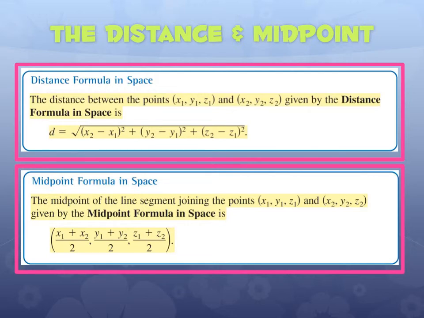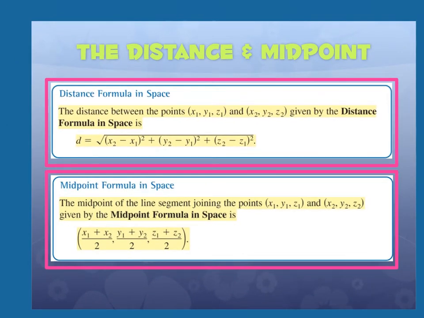So we're going to figure out how to find the distance between 2 3-dimensional points. It is the same distance formula as before, except that now we add on Z. So it's the square root of (x2 minus x1) squared plus (y2 minus y1) squared plus (z2 minus z1) squared. And then your midpoint formula is also the same as it was before, except a new variable: (x1 plus x2) divided by 2, (y1 plus y2) divided by 2, and (z1 plus z2) divided by 2.